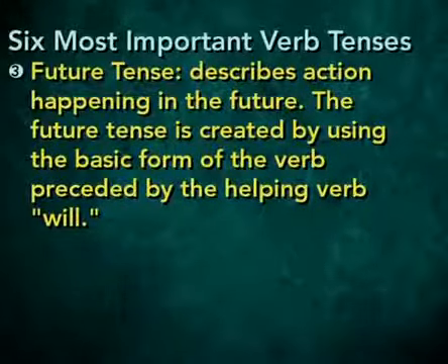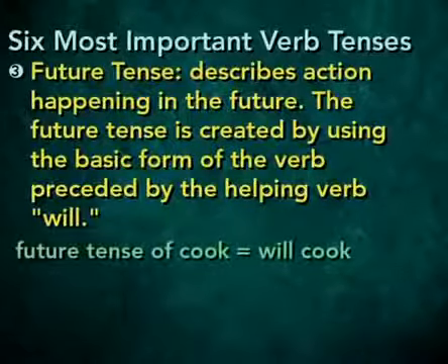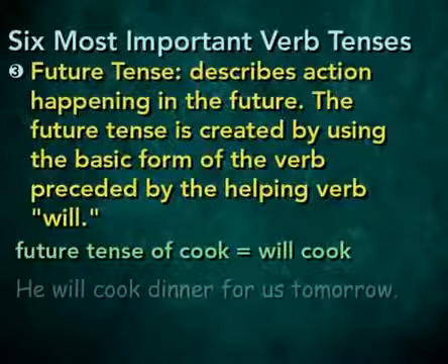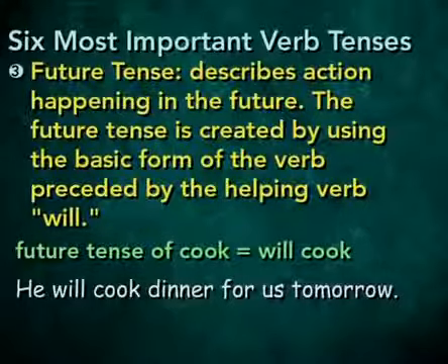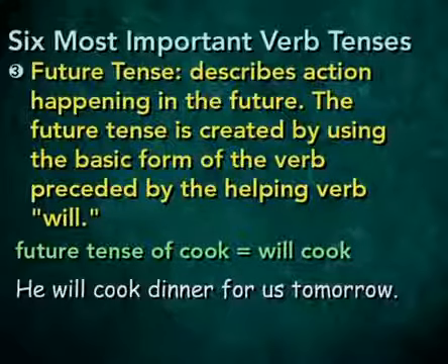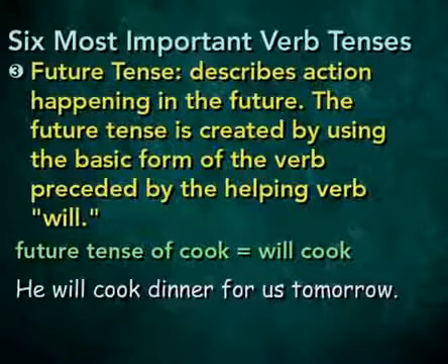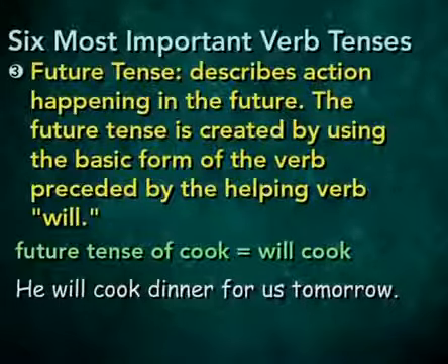So the future tense of cook would be will cook, and we might say, he will cook dinner for us tomorrow. We're using the future tense because we're describing something that will happen in the future, namely tomorrow. And we use the basic form of the verb, cook, and precede it with a helping verb, will.